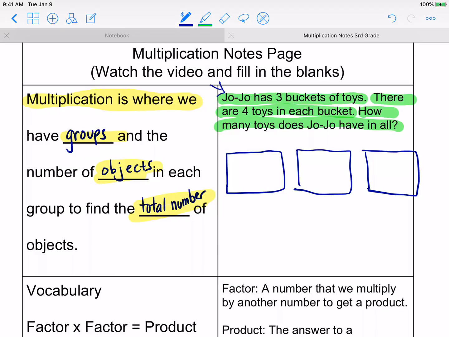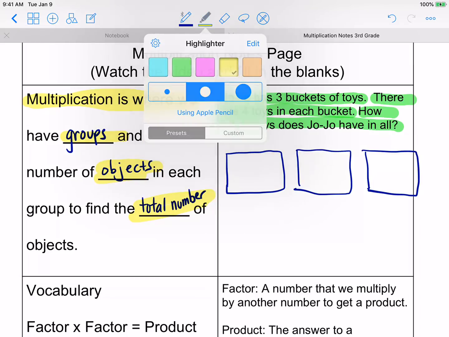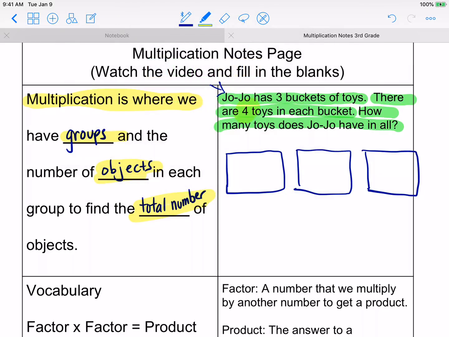Now we need to look and see, or draw. It says that each bucket has 4 toys. So let's draw 4 toys. So I'm going to draw, what am I going to draw? JoJo really likes tennis balls. So I'm going to draw 4 tennis balls in each bucket.